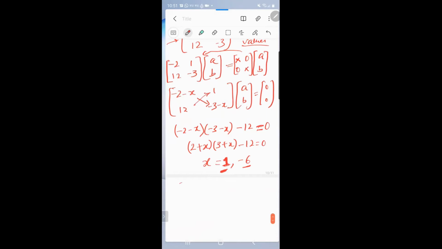So what we are saying is [-2, 12; 1, -3] times [a; b] is equal to 1 times [a; b], right?